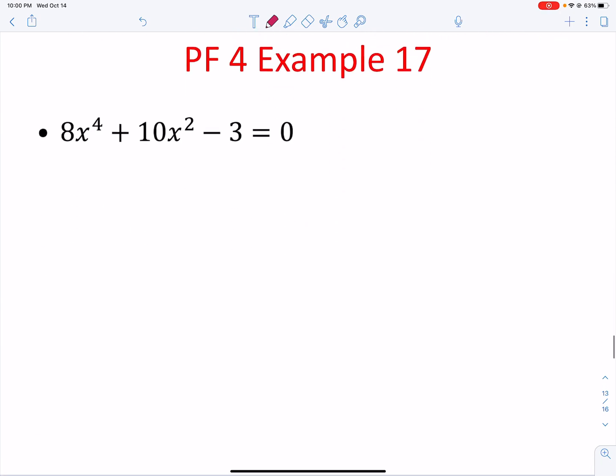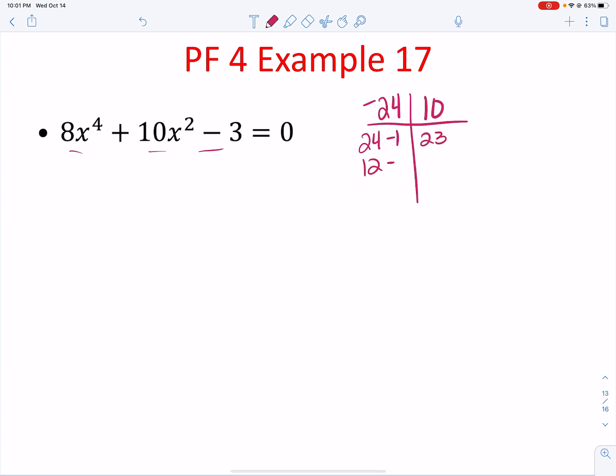All right, example 17, there's 3 terms, which means I would check your grouping. So factors of a negative 24 that add up to 10. Let's see, I would have 24 and a negative 1, that's 23. I would have 12 and a negative 2. Oh, there it is, right there, 12 and a negative 2. So I'm going to put that 12 and that negative 2 in for the middle, and I'm going to group.